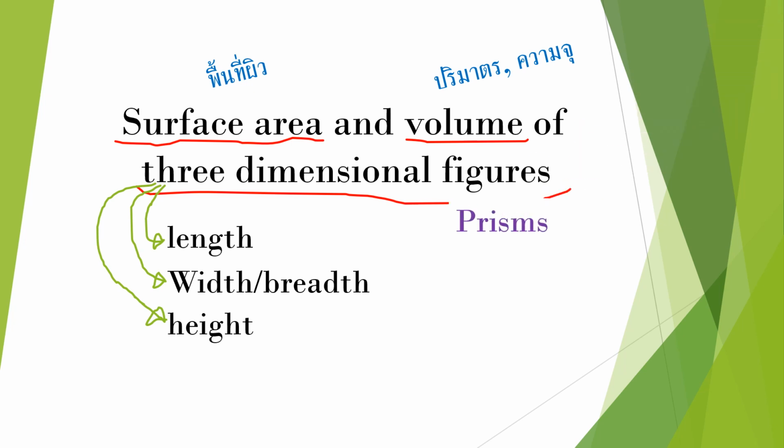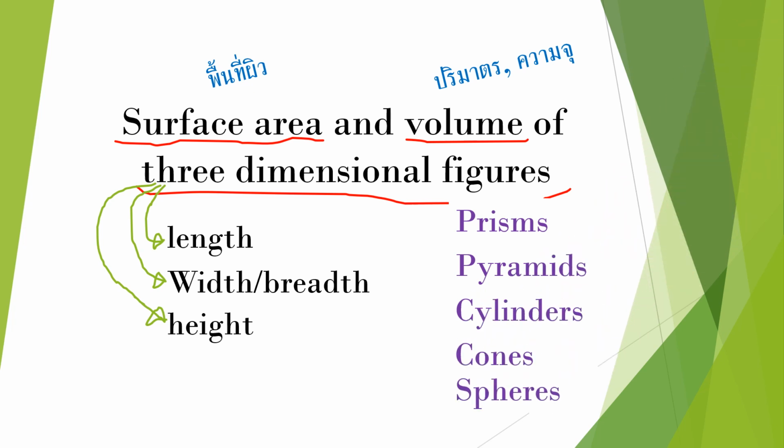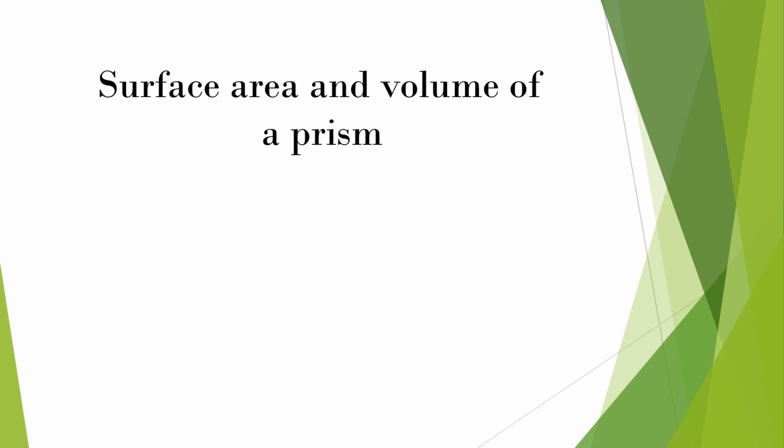We have the prisms, pyramids, cylinders, cones, and spheres. Surface area and volume of a prism. Let us understand what is a prism.